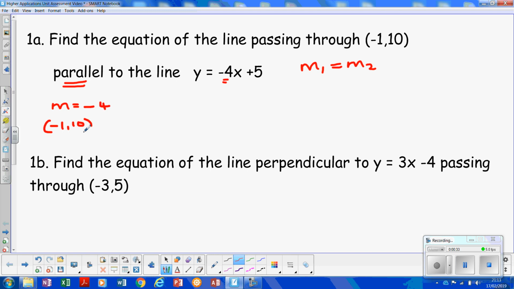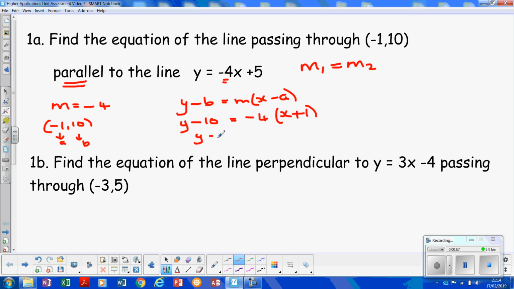So therefore that tells me what a is equal to, that tells me what b is equal to, and the equation of any straight line is y - b = m(x - a). Put all of those numbers into the equation, so y - 10 is equal to -4 times (x - -1), so it becomes x + 1. So y - 10 is equal to -4x - 4.